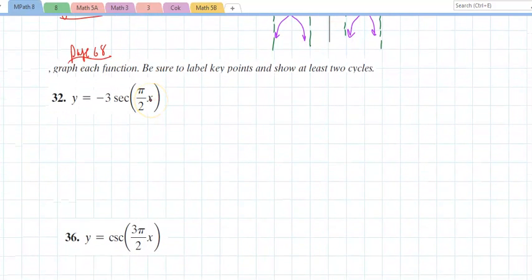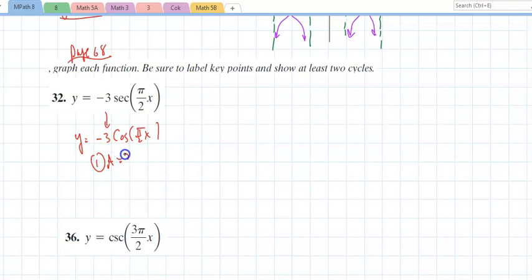Basically, if I want to graph y equals negative 3 secant of pi over 2 x, I'll say I'm really going to look at y equals negative 3 cosine of pi over 2 x. So these graphs we already know how to do. 1, amplitude is 3. 2, period is 2 pi. Instead of dividing by pi over 2, I multiply by 2 over pi, that's a 4. 3, none. 4, none. 5, there's a negative, so we're going to reflect.